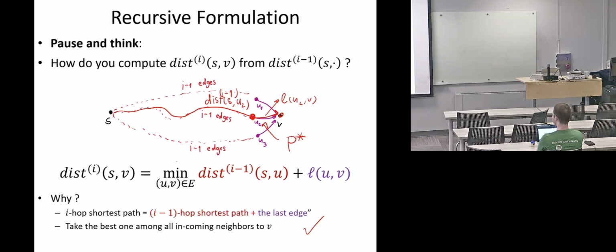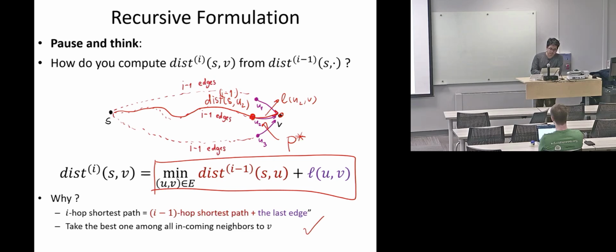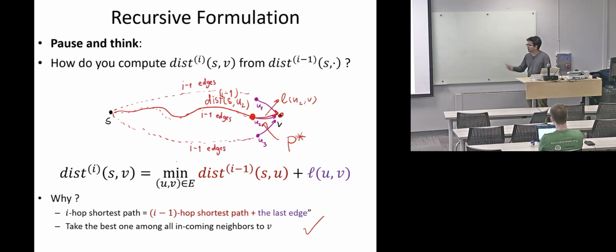Make sense? Questions? Okay. So now you think the running time should be something similar to n squared. That would be true if this formula takes just constant time, but it's not really the case, so we need to be a bit more careful when thinking about running time. But anyway, we have the recursive formulation, so now just fill in the table bottom up.